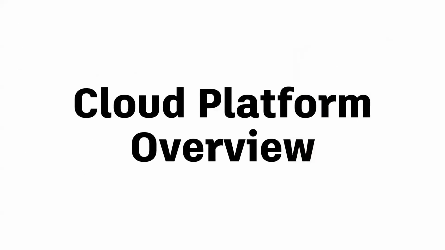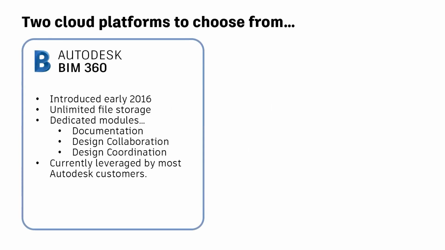So let's jump right in. We're going to talk about a quick overview. We're going to look at Autodesk's cloud platform. Now, when it comes to Autodesk's cloud platform, there are actually two platforms to choose from. There's the BIM 360 platform. BIM 360 is Autodesk's flagship cloud platform. It was introduced in 2016.